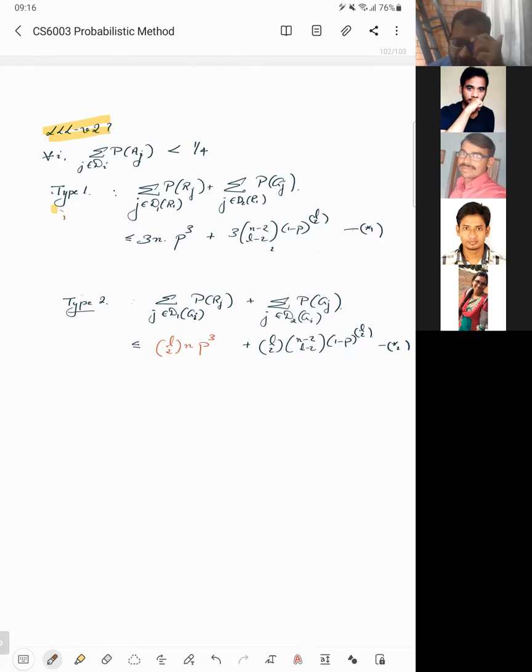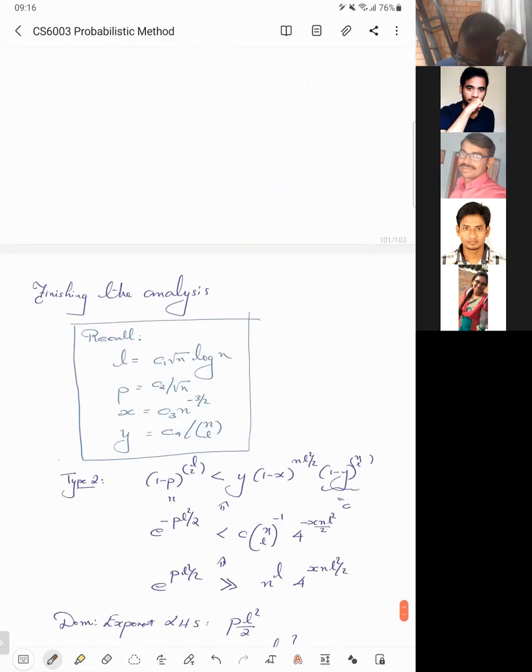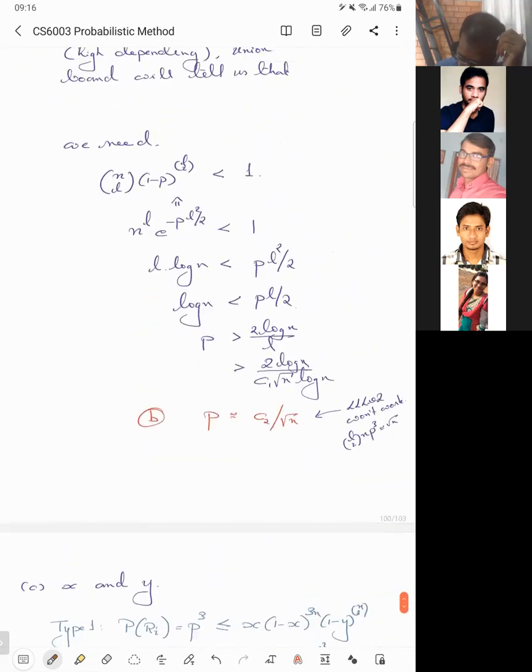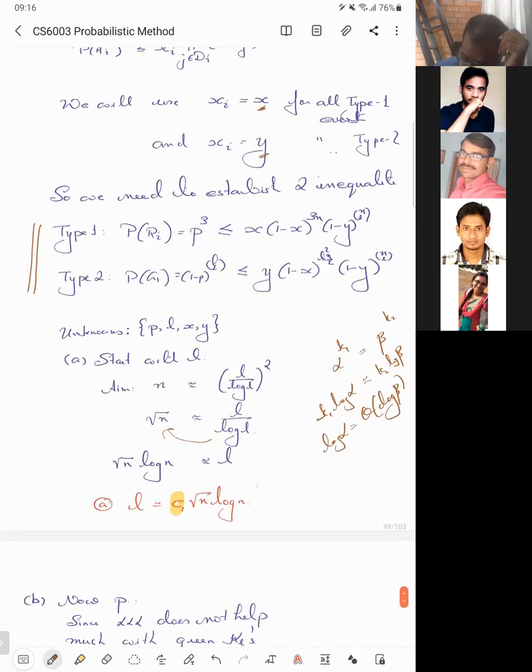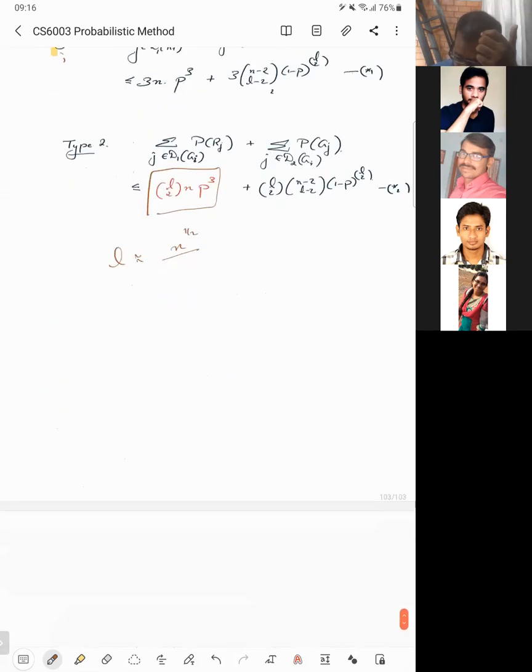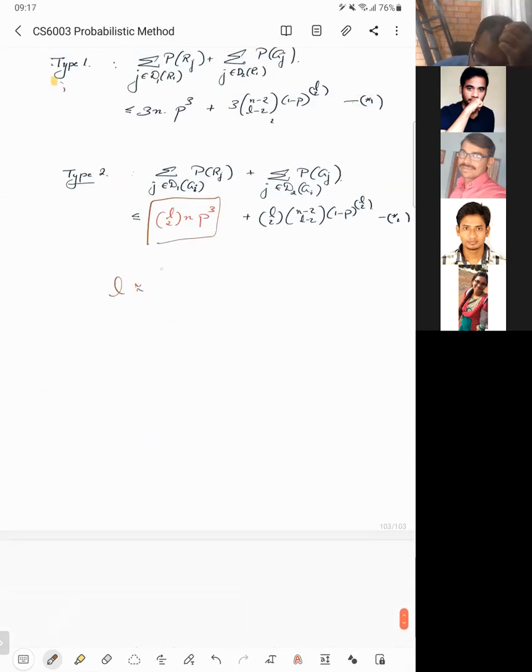But the problem occurs in the type 2 expression, where this guy really dominates, right? What is the L that we are targeting? We are targeting an L which is of the order n raised to 1 by 2, right? We are targeting an L which is of the order root n log n.